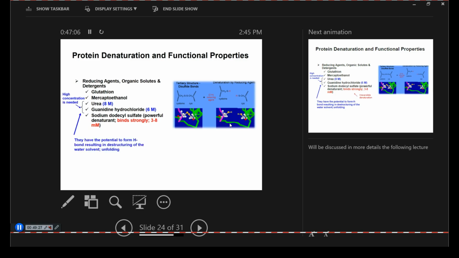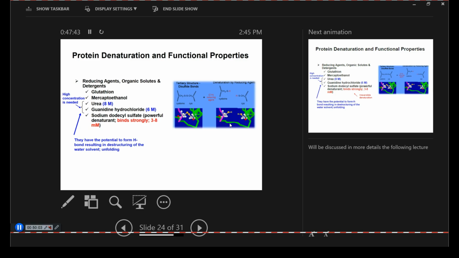And guanidine is a much stronger denaturant than urea. So at 6 molar you get denaturation, compared to 8 molar of urea. Whereas sodium dodecyl sulfide, only 3 to 8 millimolar will cause denaturation because it binds very strongly. So at a very low concentration, you get denaturation compared to guanidine hydrochloride and urea.